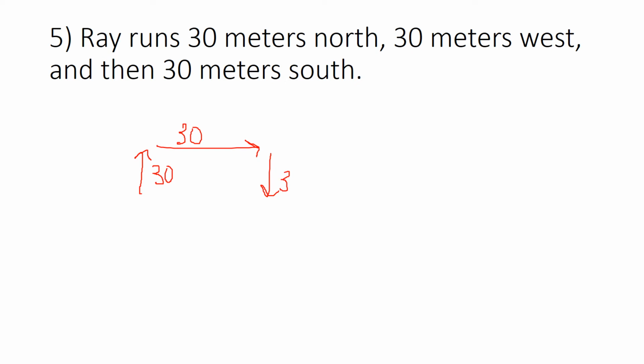So this is pretty straightforward. And this is why we always draw a diagram, because the words, sometimes it's confusing, but if you write it out, you can actually see what's happening. So his total distance should be 90 meters, 30 plus 30 plus 30.